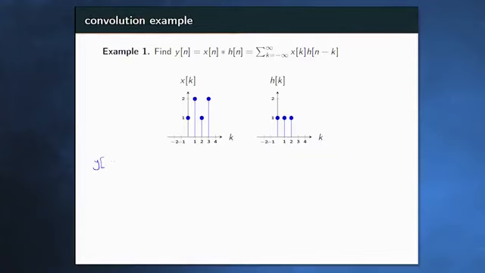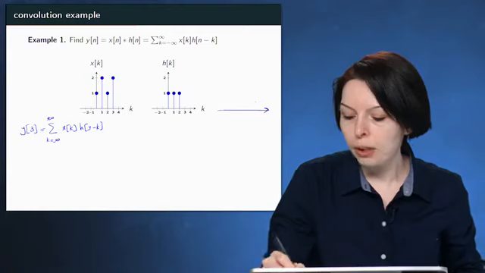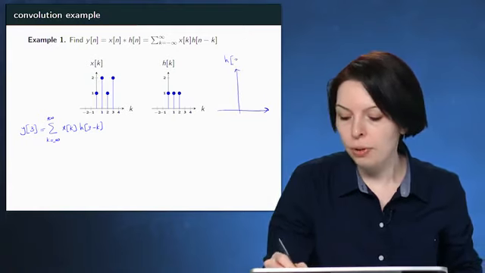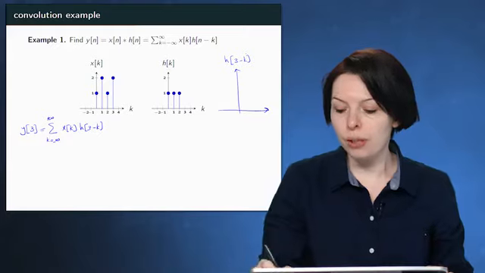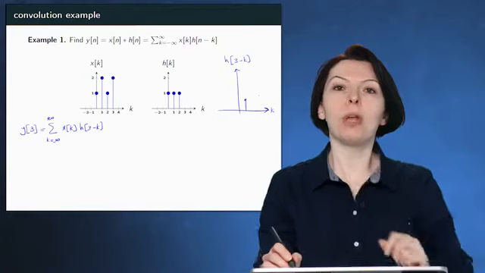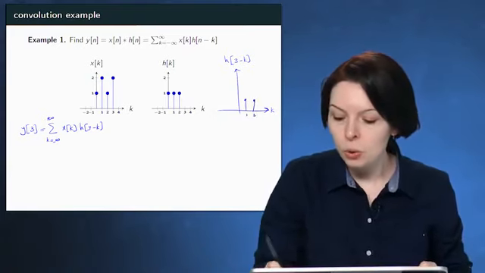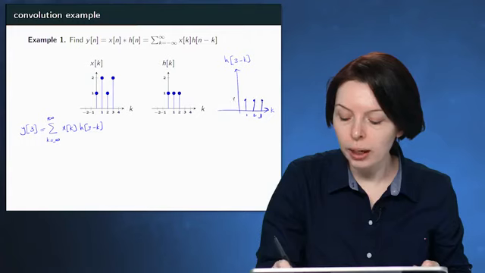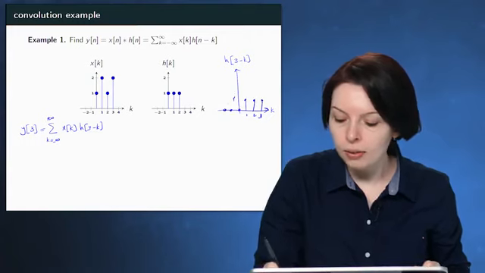Moving on, I want to find y of n at n equal to 3. That's going to be equal to sigma x of k, h of n minus k, for k equals negative infinity to plus infinity, and n should be equal to 3 here. So I need to plot h of 3 minus k, or h of minus k plus 3. I'm going to flip h of k and then shift it by 3 points to the right. So that's going to be 2 and then 3. All the amplitudes are equal to 1, and the rest is equal to 0.